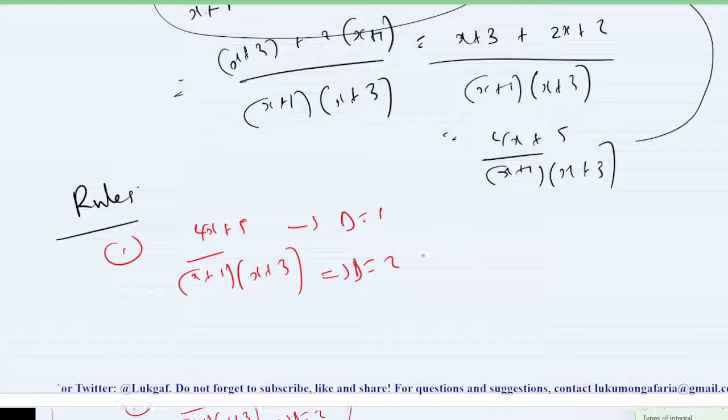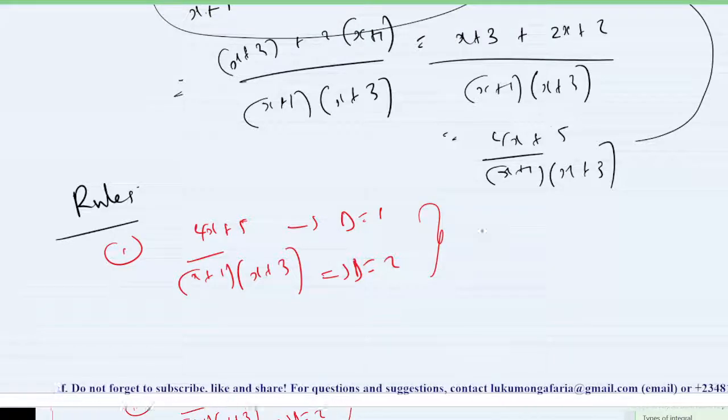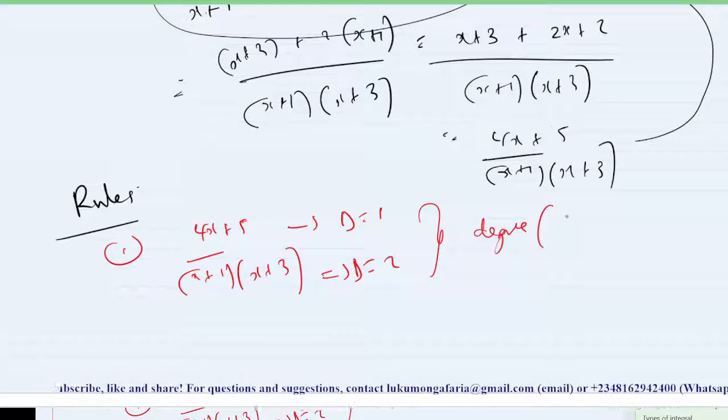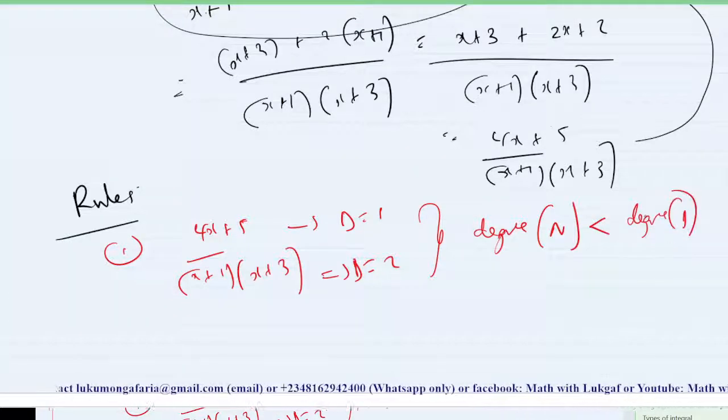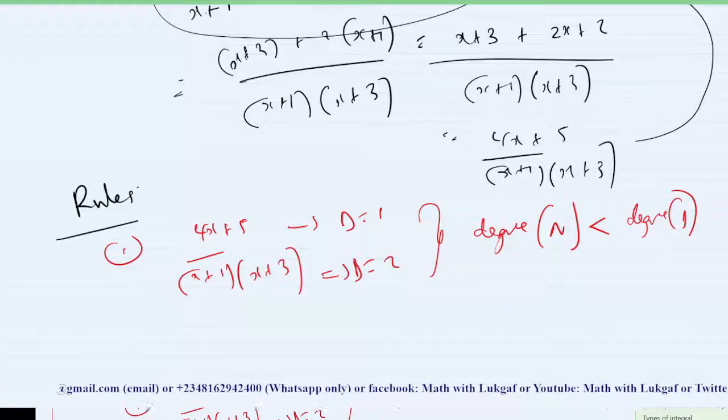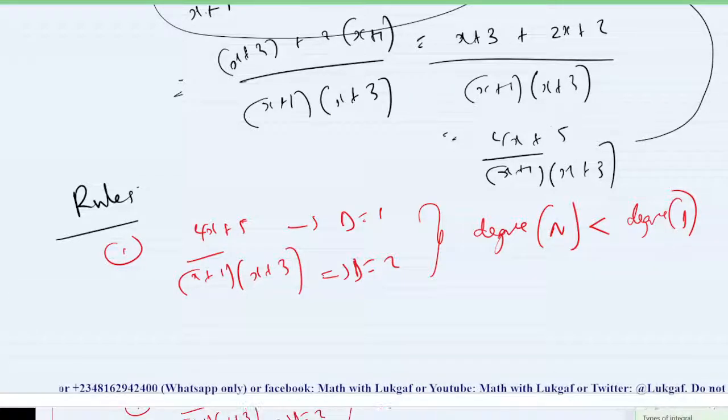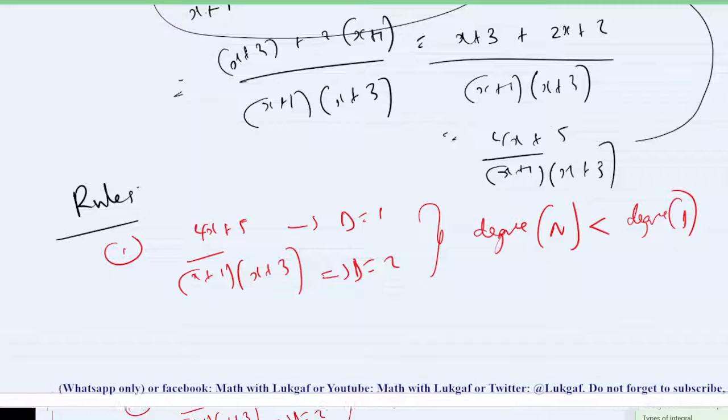So before you can resolve it partially, you must have the degree of the numerator less than the degree of the denominator. That is, it has to be a proper fraction. It has to be a proper fraction. So that's the first rule.